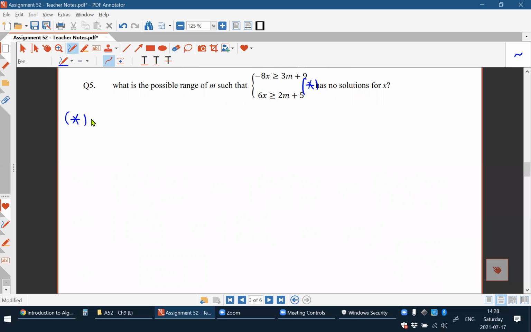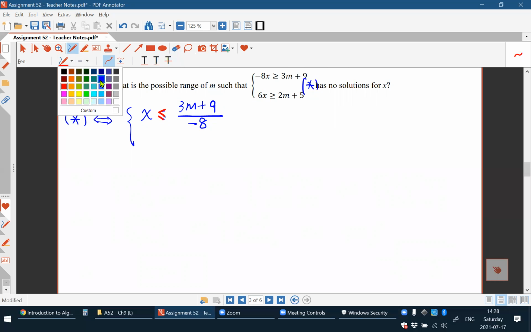So inequality star is equivalent to, first of all, X smaller than or equal to (3M plus 9) over -8, right? Note that -8 is a negative number. When we divide both sides using a negative number, we need to change the direction of the inequality symbol here. So greater than becomes less than. Okay, second, divide both sides using a 6. 6 is positive, so we don't change the direction of the inequality symbol here. So second, x must also be greater than or equal to (2m plus 5) over 6, right? Okay, so let's call this K1 and let's call this K2.